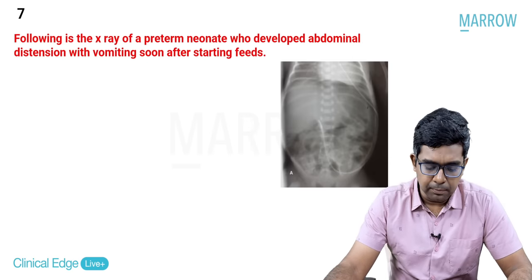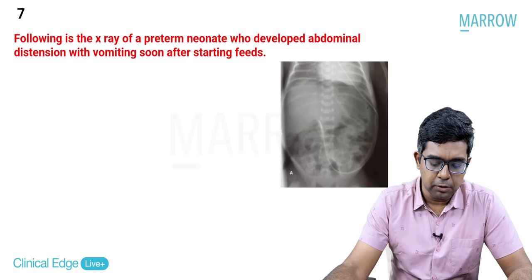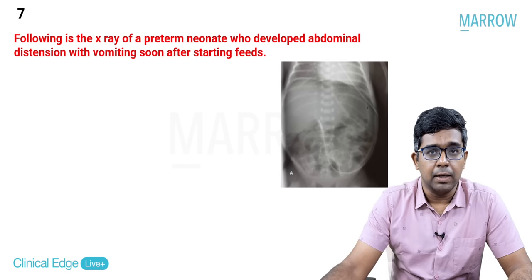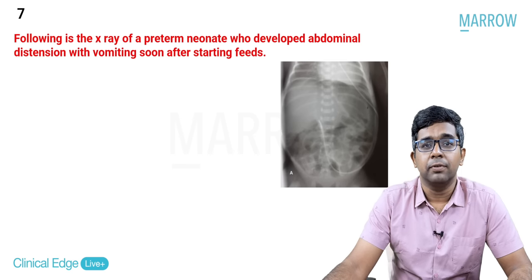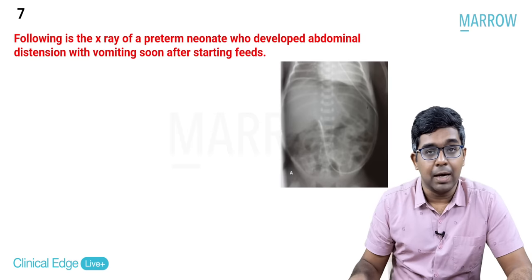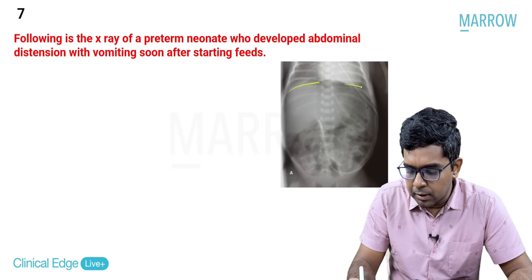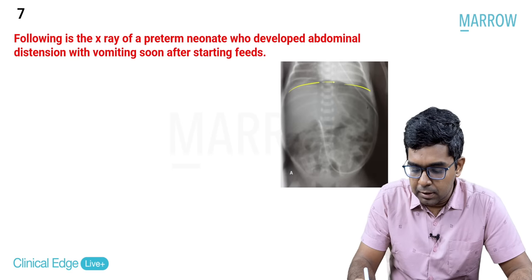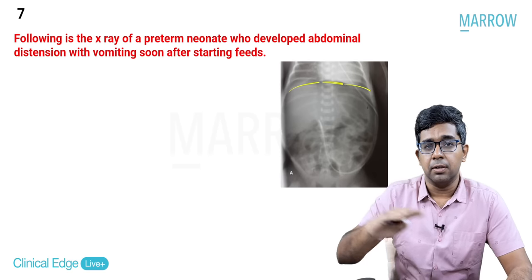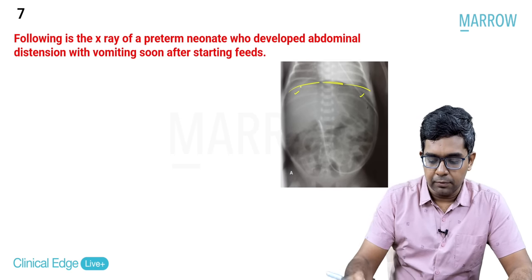Moving on to vignette number 7. Following is an X-ray of a preterm neonate who developed abdominal distension with vomiting soon after starting the feeds. Now, all your answer for this question is going to directly come from the X-ray. What you can see in the X-ray, you can see lot of gas shadows, and that too you can clearly see gas shadows under the diaphragm areas, as well as a continuous diaphragm outline from the right side to left side, with also evidence of air under the diaphragm very clearly.